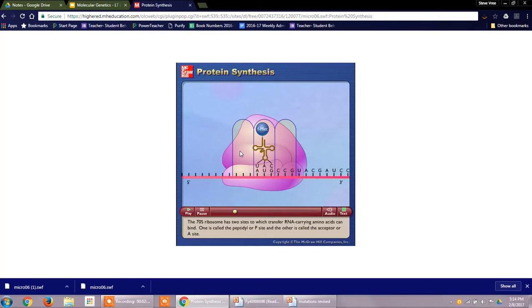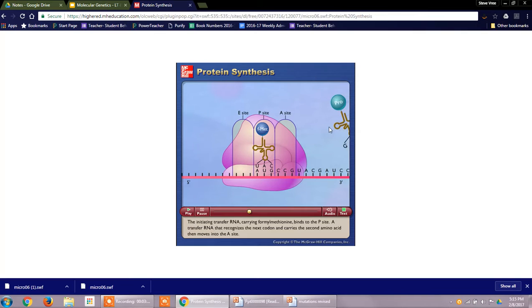So there are 3 sections on this ribosome that you're going to look at. There's the P site, where we're going to assemble the polypeptide. There's the A site, where each new tRNA is going to fly in. And then there's the E site, the exit or the eject, where you're going to eject a tRNA.